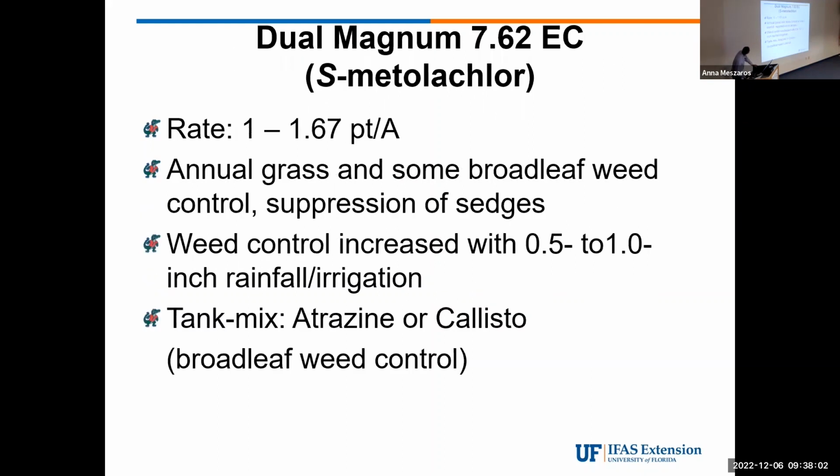And then Dual, I know, is commonly used by a lot of people for grass control. It can have activity on some broadleaf weeds, usually some of the smaller-seeded broadleaf weeds. And it also helps with suppression or even control of some of our sedges. And usually if you use it as a pre, it's good to have some rainfall or irrigation to help incorporate it. And as I mentioned before, tank mixing with either atrazine or Callisto can be good to help with the broadleaf weed control part when you're out in the field.